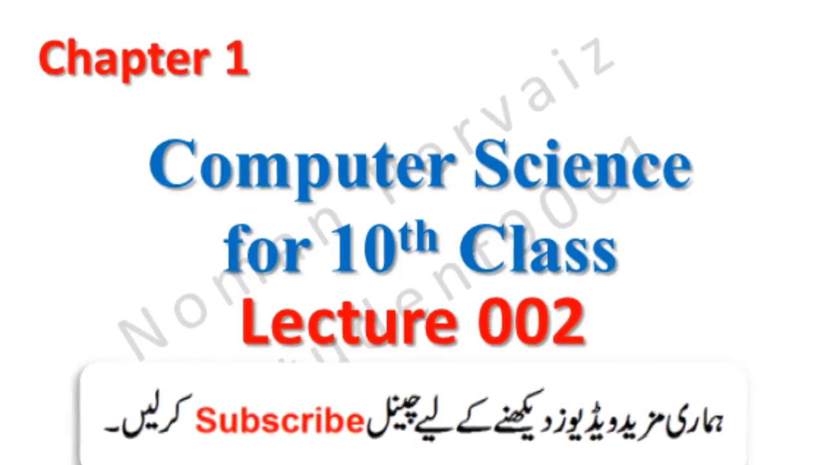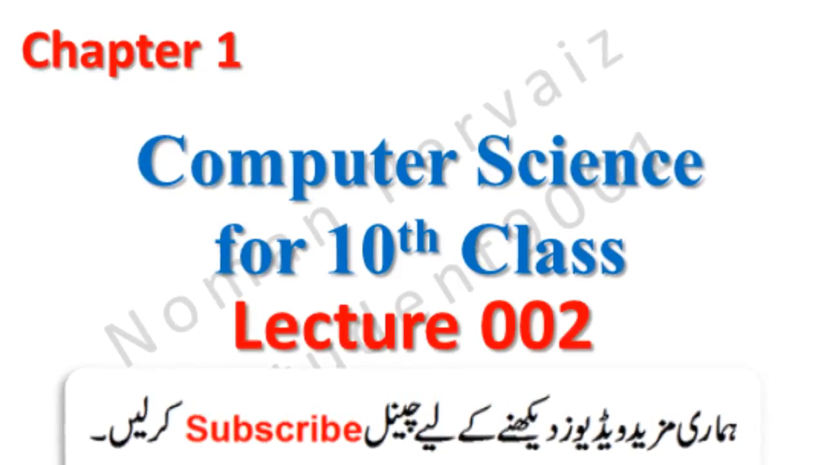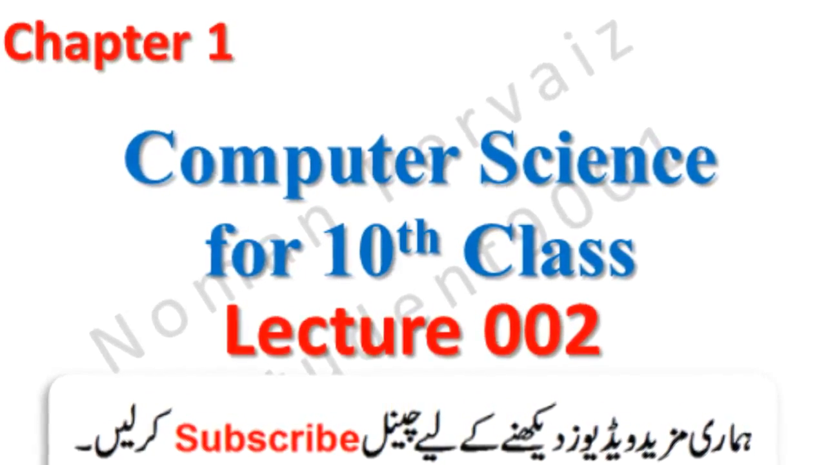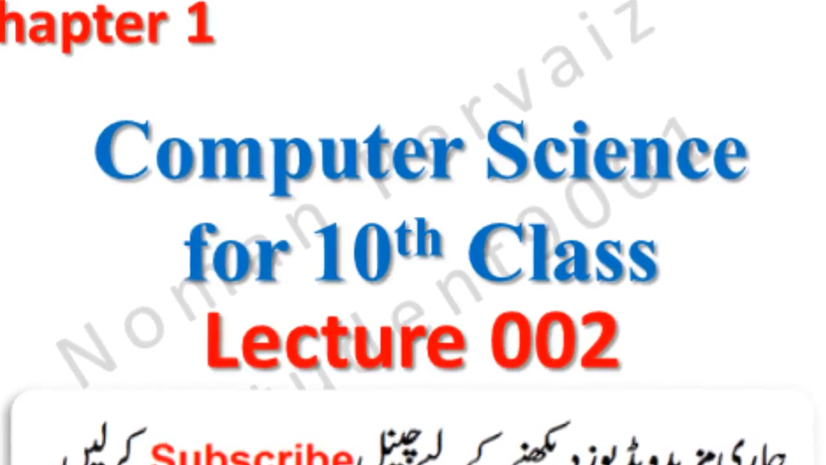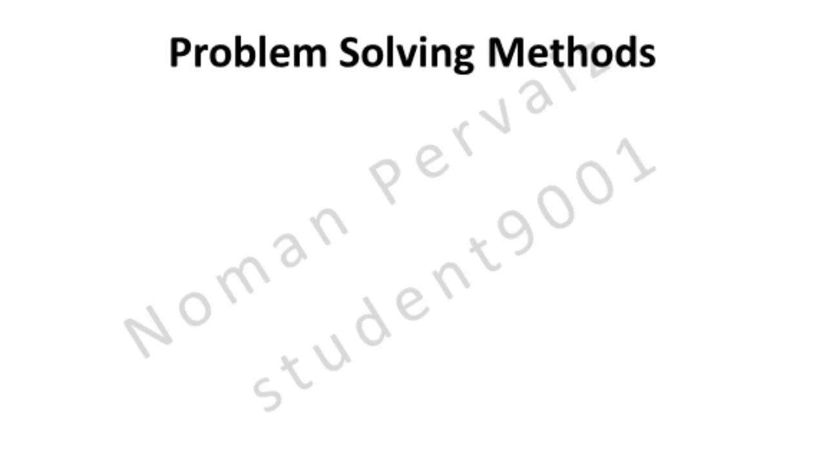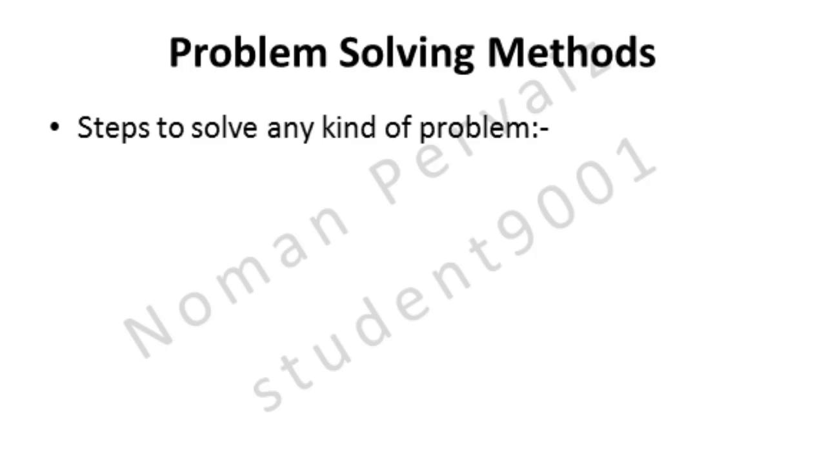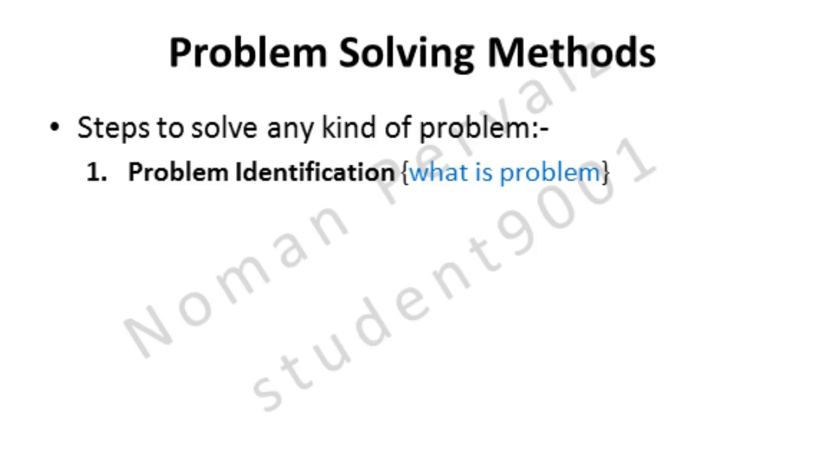In this video we are going to discuss lecture number 2 of chapter 1 of Computer Science for 10th class. So, stay with us. Today's topic is problem-solving methods. We will discuss steps to solve any kind of problem. The first step is problem identification. It means we need to know what the problem is.